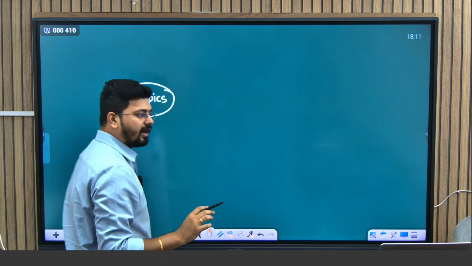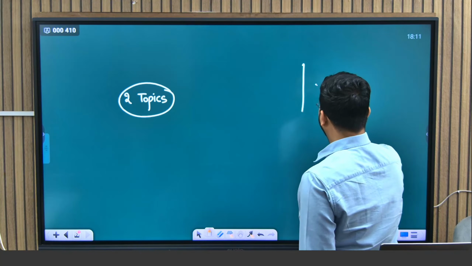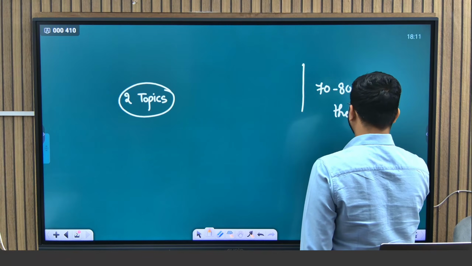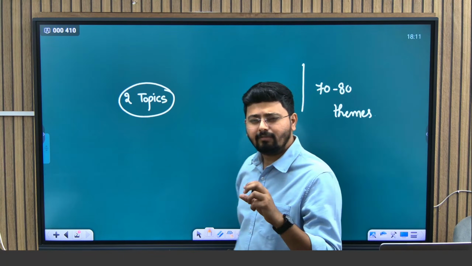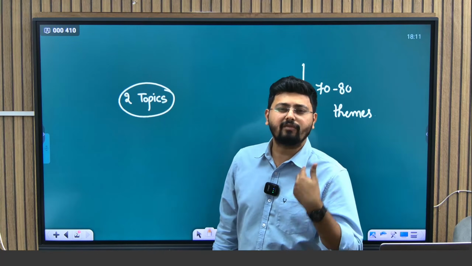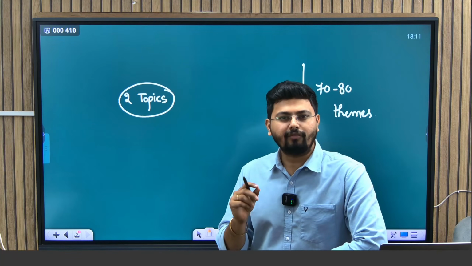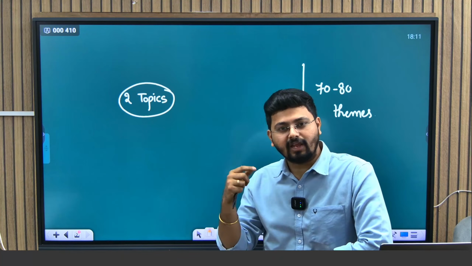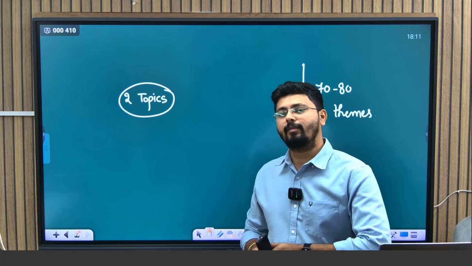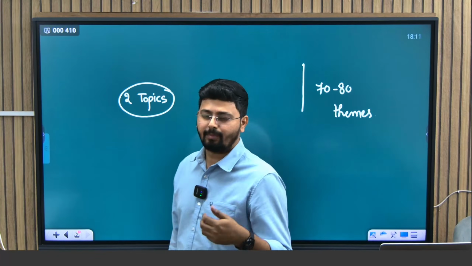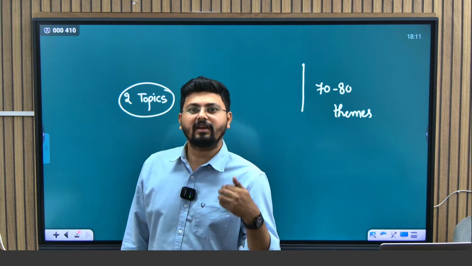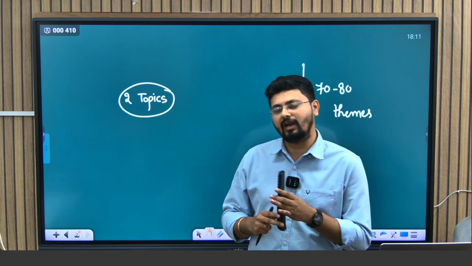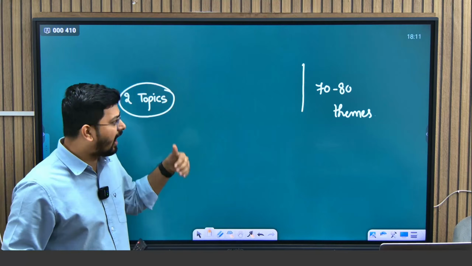There are around 70 to 80 themes which yield very high in UPSC. So you will notice certain themes which occur very frequently. In economy, it is monetary policy and macroeconomic fundamentals like inflation, depreciation, and whether the rupee is appreciating or depreciating. So there are multiple macro fundamentals related to the economy that they can ask.